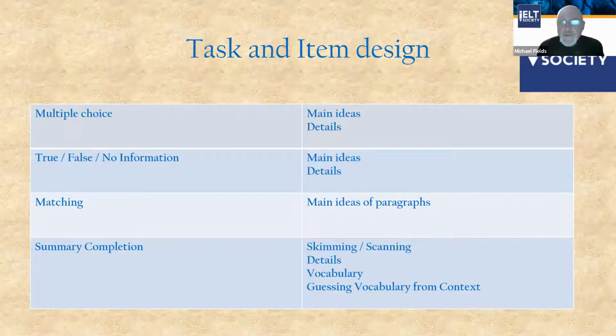Multiple choice items are really good for testing main ideas and details. True false is really good for also testing main ideas and details, probably more details, but it could be main ideas. And if you think true false is too easy, one criticism of true false is that it's too easy. They have a 50% chance of getting it right. If you add true, false, no information, then that reduces their chance of getting the answer right by guessing, right? So they have to decide, is it true? Is it false, it contradicts the text? Or does the text simply not really even talk about that?